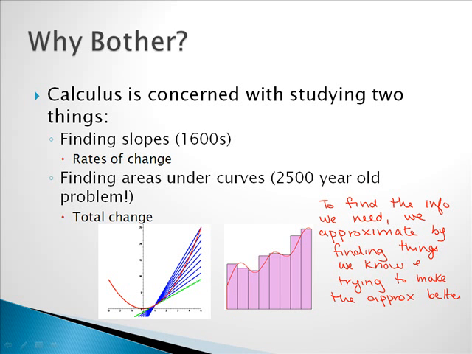As far as the process by which we're going to solve both of these problems, what we're actually doing to figure out the information that we need is approximating it by finding things that we already know and then trying to make the approximation better. That's illustrated in the two figures at the bottom of the screen, and we're actually going to go into that in more detail in the following slides so that we understand what they represent a lot better.